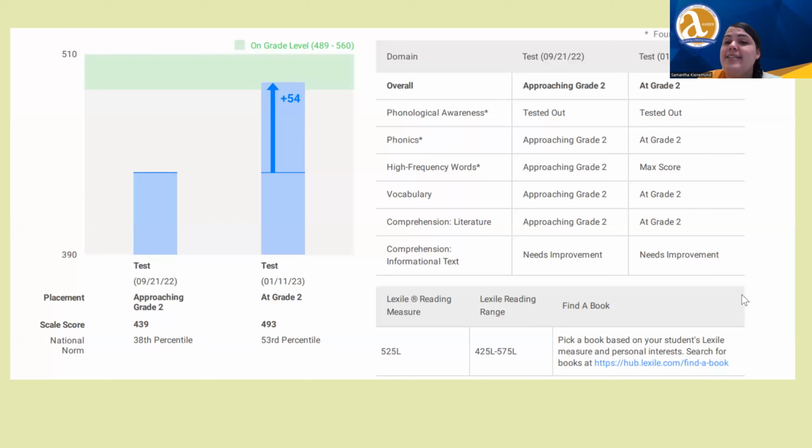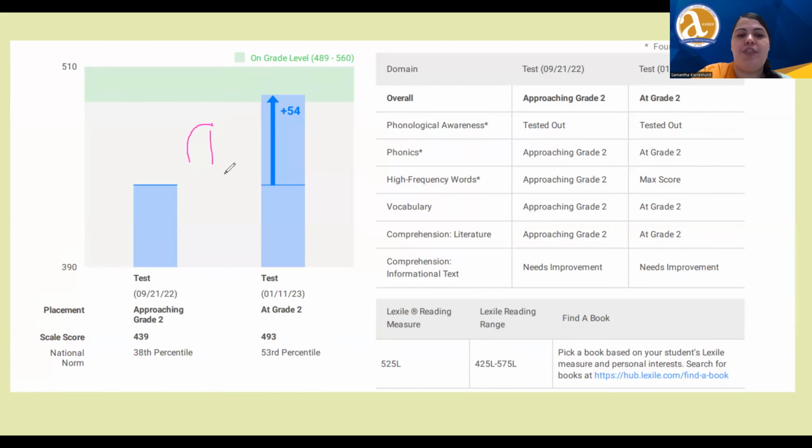Now let's go back and take a look at that ELA report. So if I was reading this for my student, the first thing I want to look at is the growth from that fall diagnostic to the winter diagnostic. And here my student grew. In September, they were right here, but they grew 54 points and were able to be on grade level at this point.